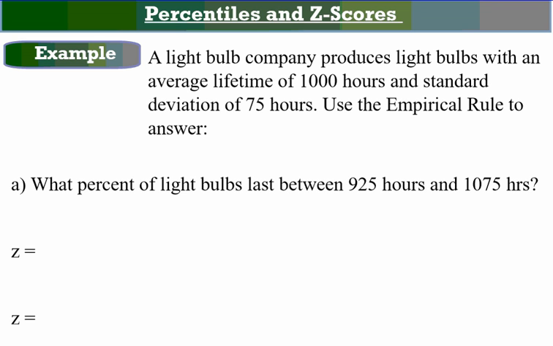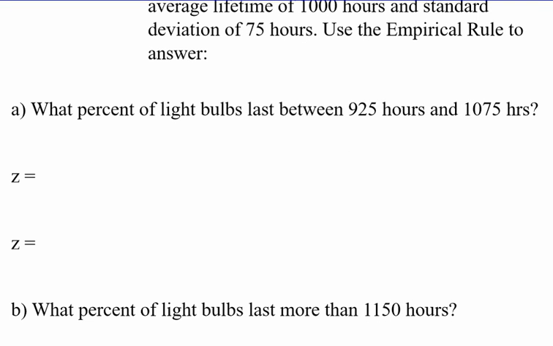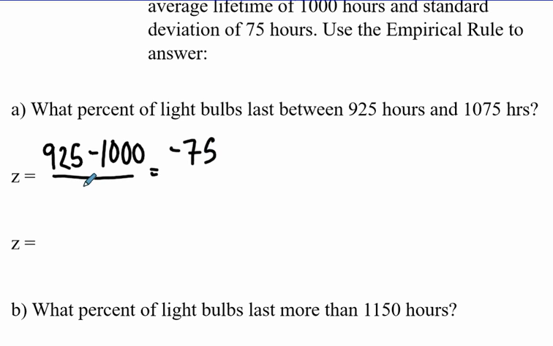What percent of light bulbs last between 925 and 1,075 hours? The first thing I need to know are the z-scores of those values. So the z-score for 925: 925 minus 1,000 is negative 75. It's negative because it's below. That's 75 hours less than average, so that light bulb fell short of the expectation. The standard deviation for light bulb lifetime is 75 hours, so that would be one standard deviation below.